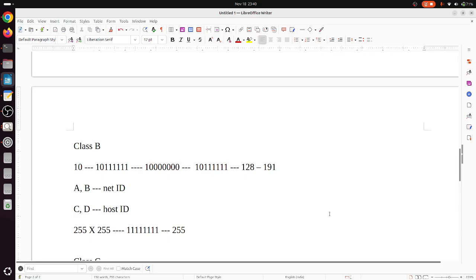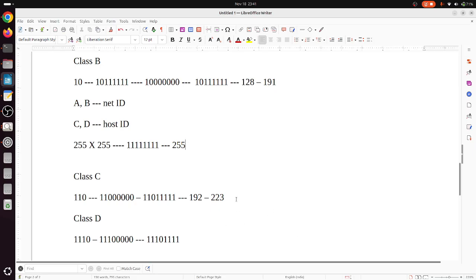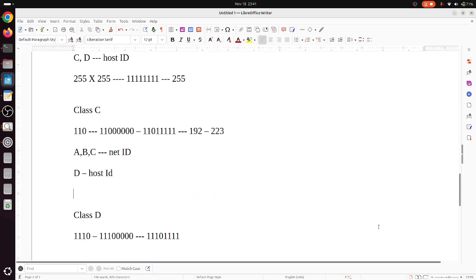Okay, so if I need large networks and a large capacity of customers, then normally we go with class B. Then we come to class C. When we come to class C, here A, B, and C will represent your net ID, and D will represent your host ID. That means I can have an enormous number of networks.